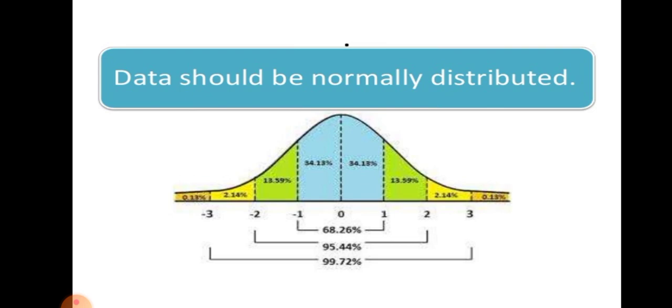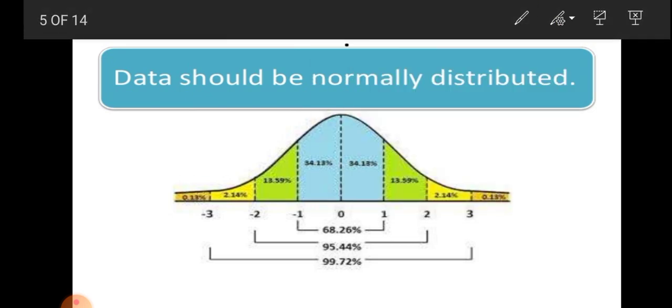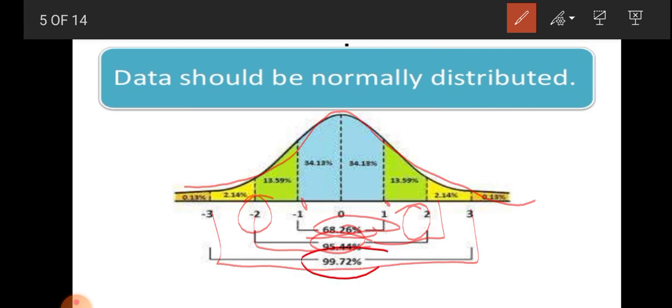So normal distribution, this is the graph of a normal distribution. In normal distribution the magnitude is the same, means it is normally distributed. From here to here, that is -1 to 1, it is 68.26%. Then from -2 to 2, it's 95.44%, and from -3 to 3 it's 99.72%, and we should remember these percentage values also in normal distribution.